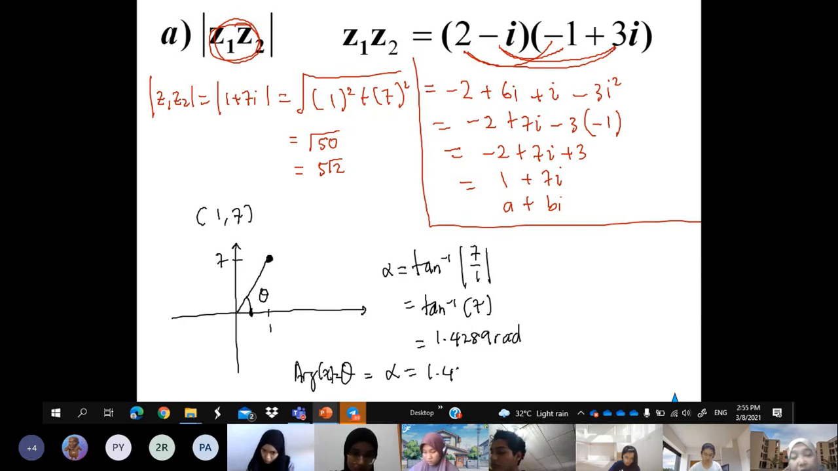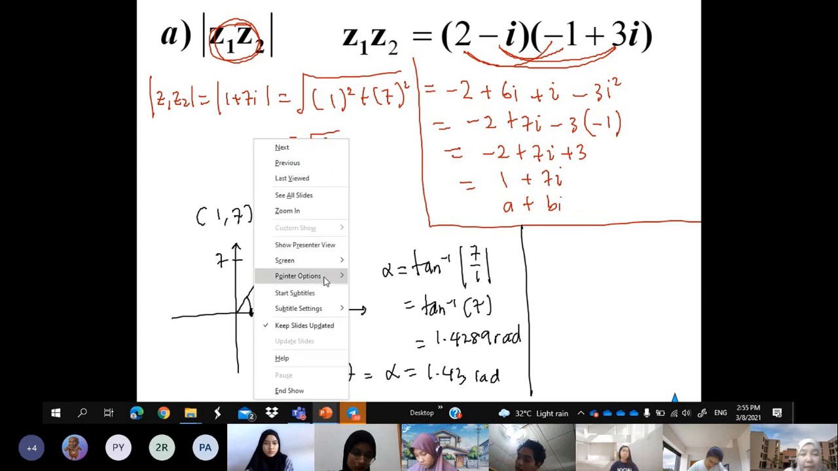Alpha is equal to 1.4289. So 1, 2, 3. 1.43 is also okay. I will write 3 decimal places too. Can, because this is considered 3 significant figures. If you write 1.4, no, cannot, because it must be at least 3 significant figures. Okay, settle. So the next step is to leave the answer in polar form.